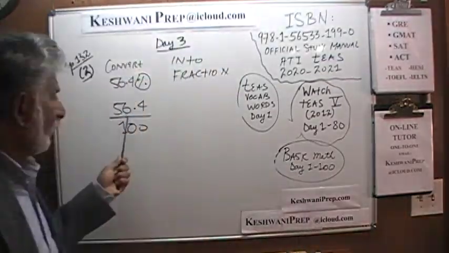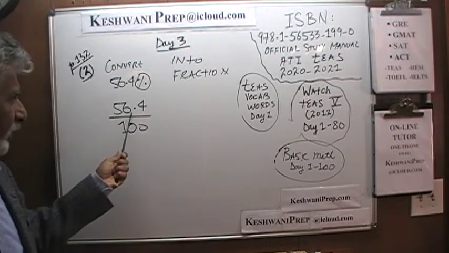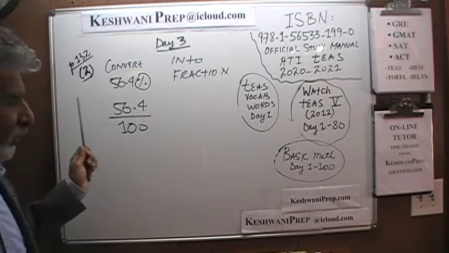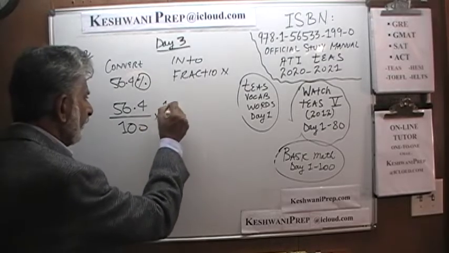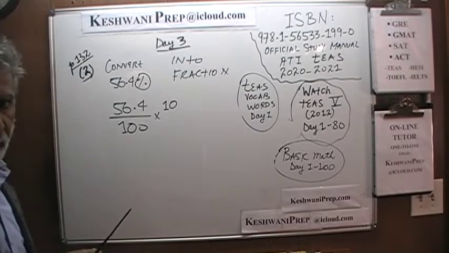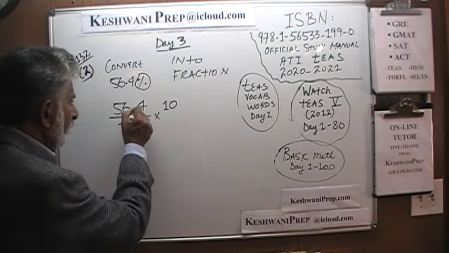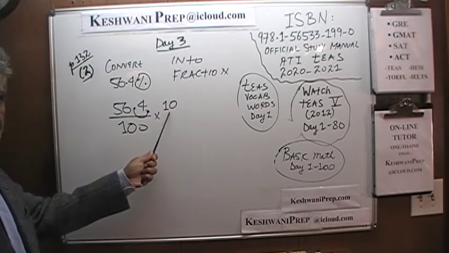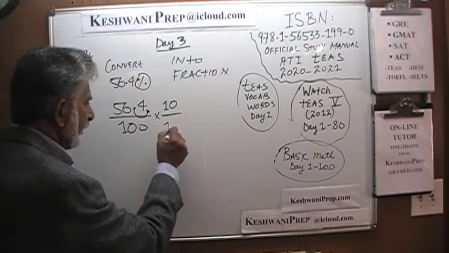However, it is not an acceptable form of a fraction, because when we have a fraction, both the top and bottom must be expressed in whole numbers. The top here is not a whole number, it's 56.4. How do we convert that into a whole number? If you were to multiply 56.4 times 10, it will become 564, because the decimal will move one spot this way when we multiply by 10.